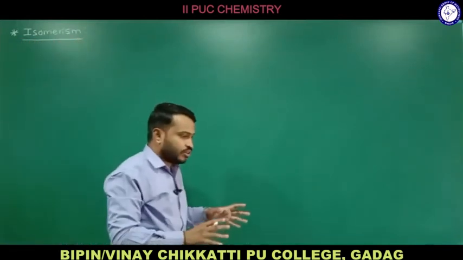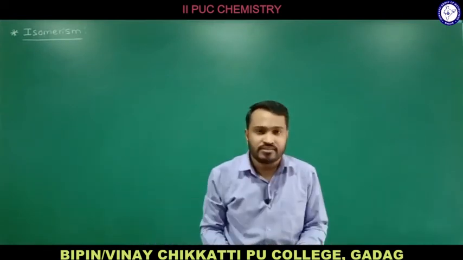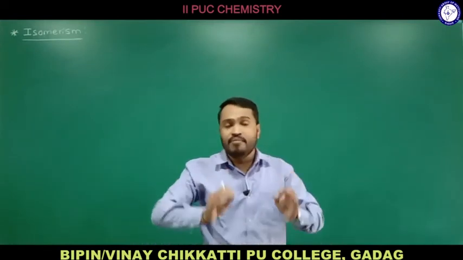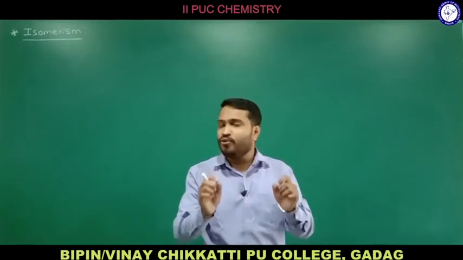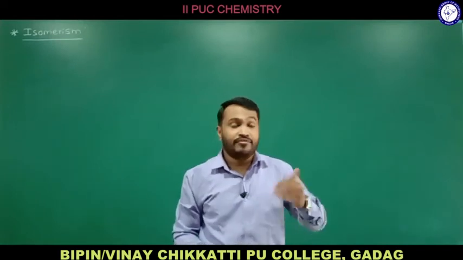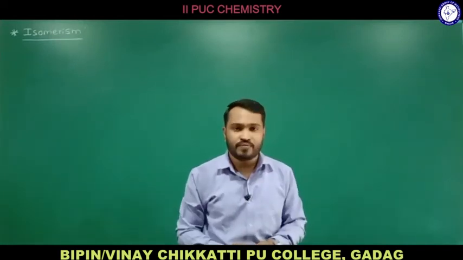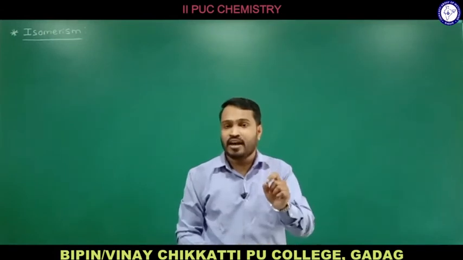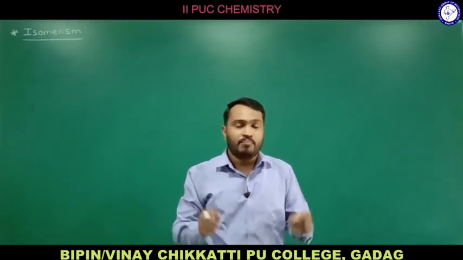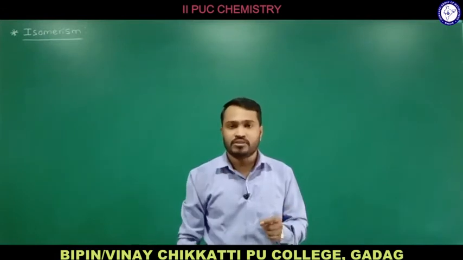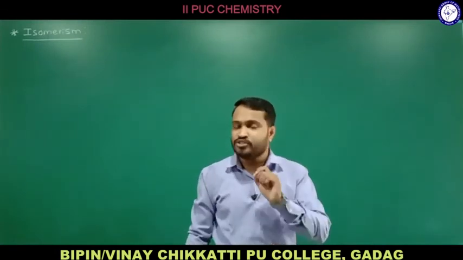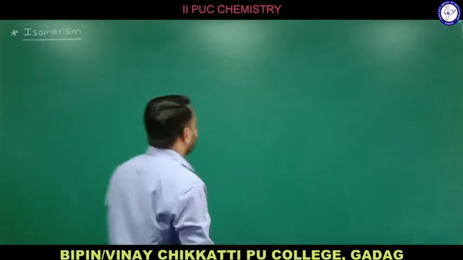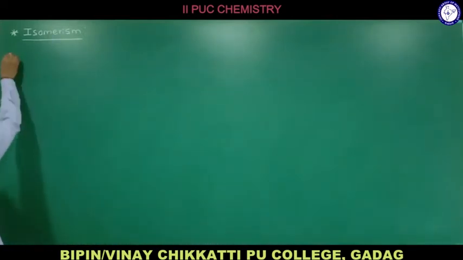Two or more complexes which contain the same molecular formula but differ in the arrangement of atoms, we call them isomers, and the phenomenon is called isomerism. In short, I can say complexes having the same molecular formula but differing in arrangement of atoms are called isomers, and the phenomenon is called isomerism. We have two different types of isomerism in coordination compounds. The first one is structural isomerism.